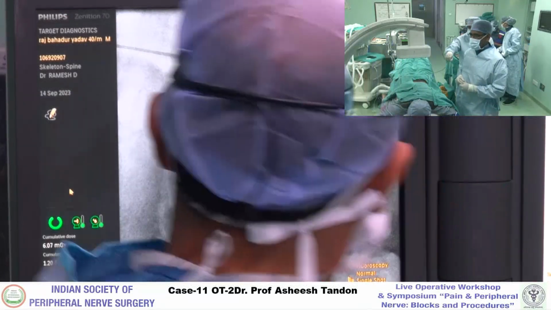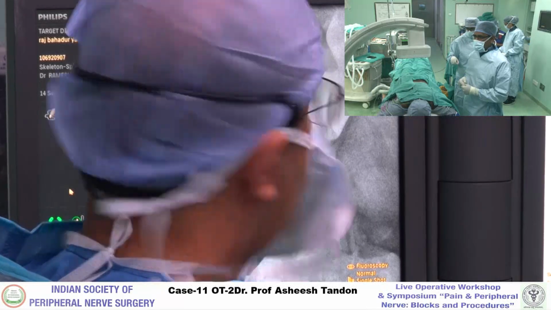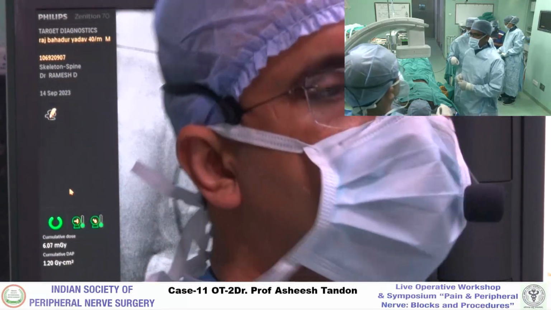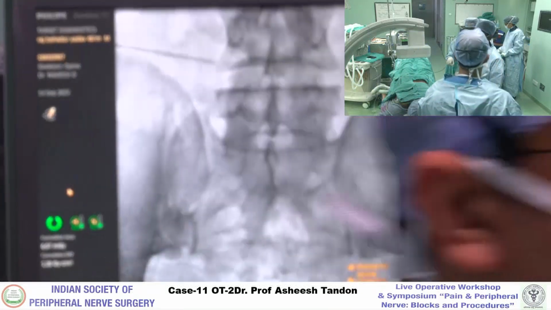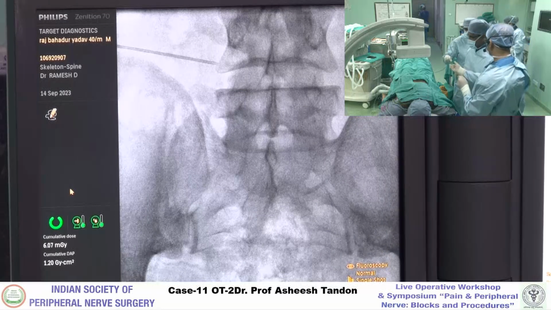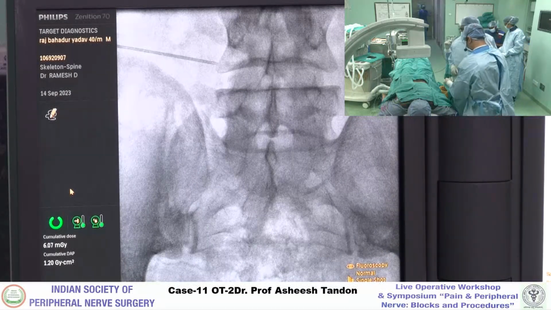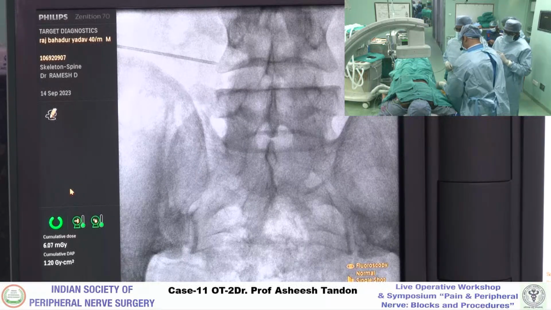Yeah, so on AP, it is always this inferior end plate where you target. So you will never touch the nerve, neither the exiting nor the traversing root, because this is the Kambin's triangle. You are in the Kambin's triangle, so it is the safe zone. You can still go inferior to it, not an issue.